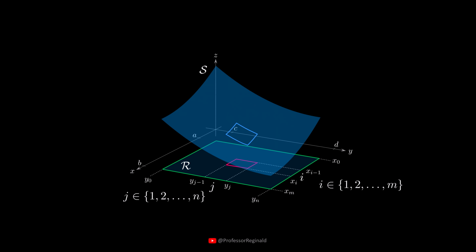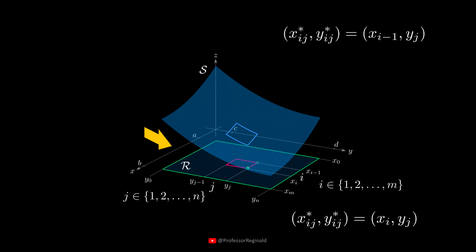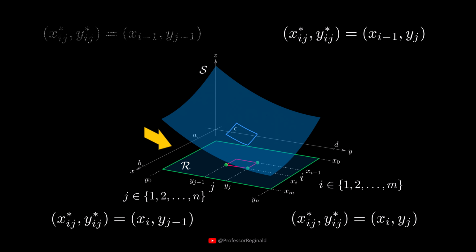Now, aside from using the midpoint of a subregion as the sample point, other points in the subregion that are easily represented can be used as a sample point too. Look into this side of the illustration. The upper right point is this point in the subregion. The upper left point is this point in the subregion. The lower right point is this point in the subregion. And the lower left point is this point in the subregion. Each sample point corresponds to a point in the surface.